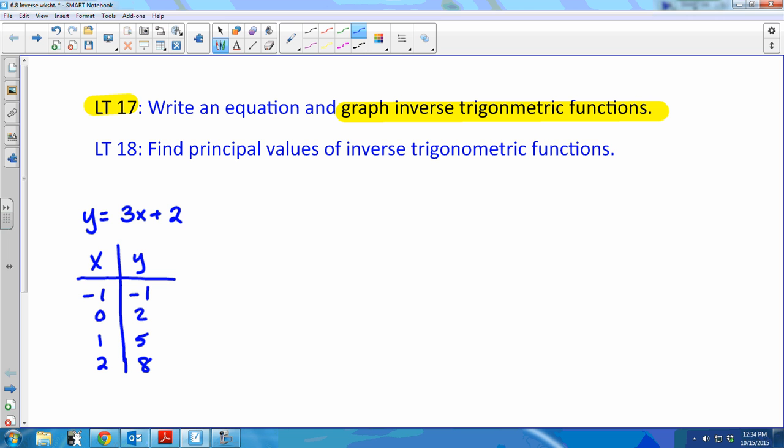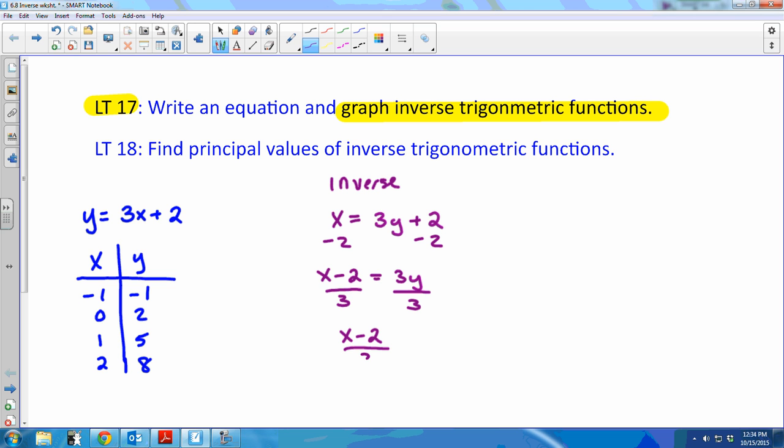Okay? If you want to do an inverse, you change the place of the variables. You flip-flop them. So I'd have x equals 3y plus 2. You still have to have y equals to have an equation, though. So to solve for y, y equals x minus 2 over 3. That's the inverse of the equation over here.